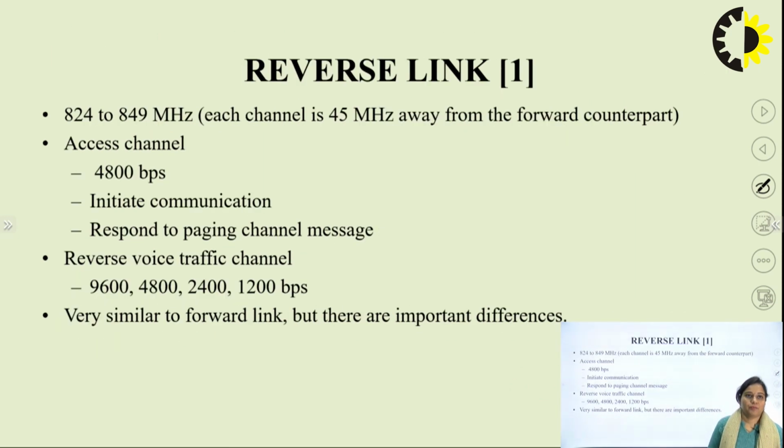Next one is quadrature modulation. Now comes the reverse link. Now, reverse is basically when the data is transmitted from the mobile phone to the base station. The frequency range will vary from 824 to 849 megahertz. Then its access channel is 4800 bits per second. It initiates communication and responds to paging channel messages. Now, the reverse voice traffic channel will be 9600 bps, then 4800 bps, 2400 and 1200. It is very similar to the forward link, but there are important differences between the forward and reverse channels.